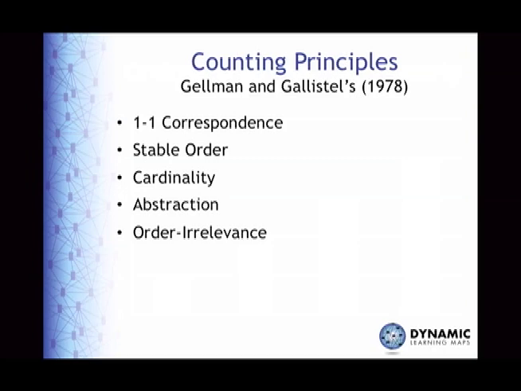Abstraction enables students to understand that objects are not necessarily needed when we count. We can count what we cannot see. Finally, order irrelevance tells me that objects can be counted in any order as long as the other principles are in place. Therefore, I could start on the right of a set and count to the left, or I could start on the left and count to the right, or I could start in the middle and count outward, as long as each item in the set has one count.